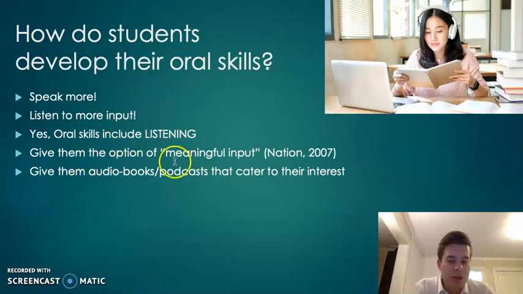We want to give them the option of meaningful inputs. I refer here to Paul Nation, the famous linguist, who concluded in his works and research that meaningful input is something that the students really need to develop. We need to cater to the students' needs and give them the option of choosing the input that makes sense for them, so they can choose what kind of audiobooks and podcasts, for example, cater to their interests. And this really helps them to grow in oral skills, which include listening.